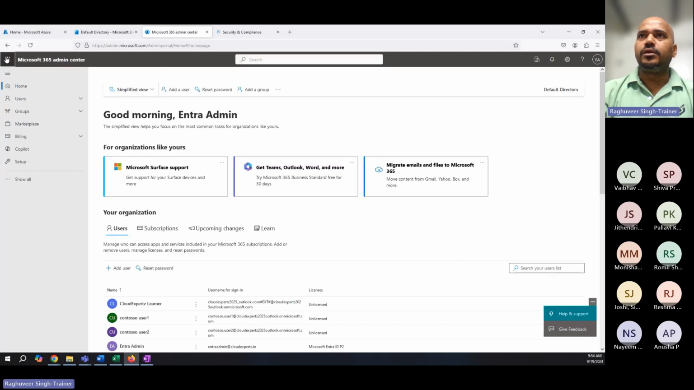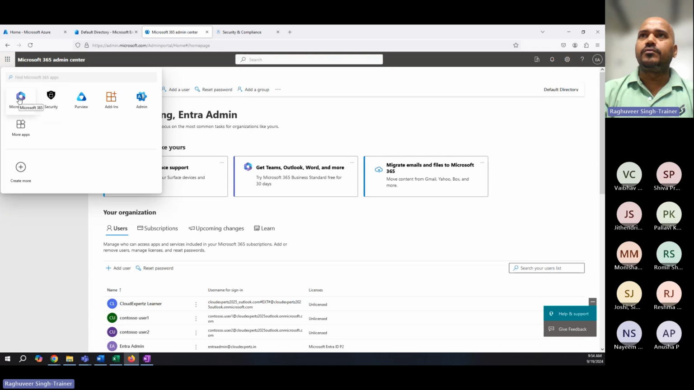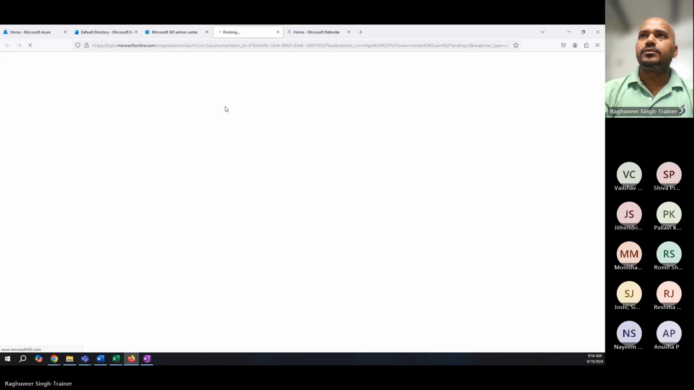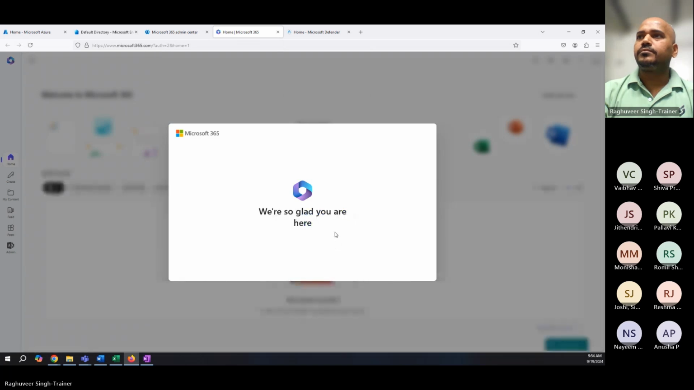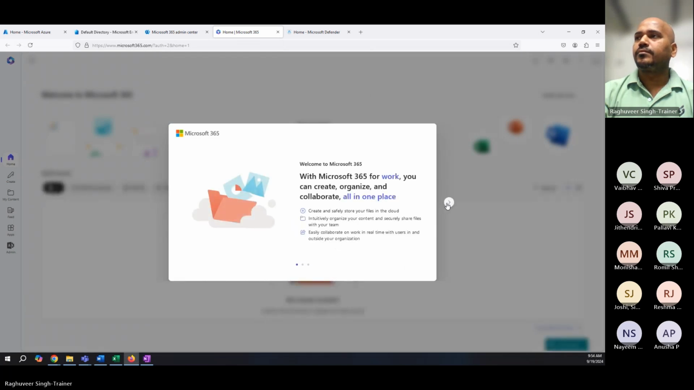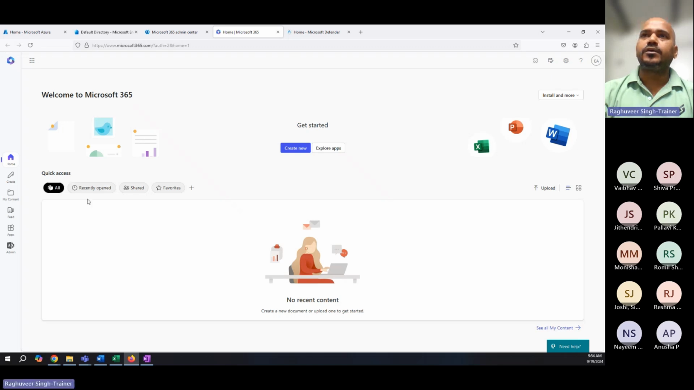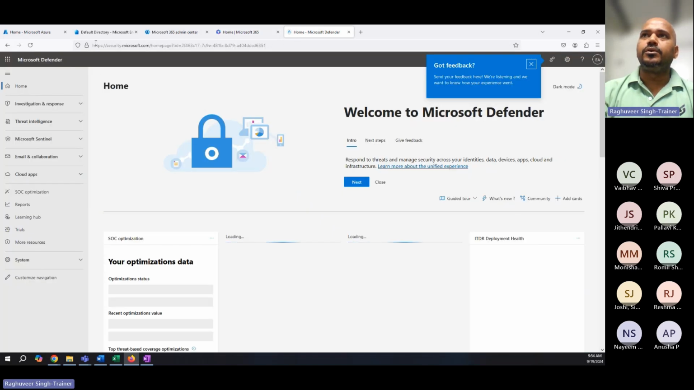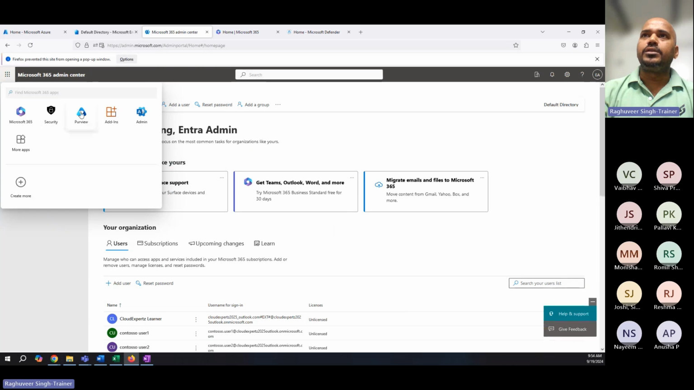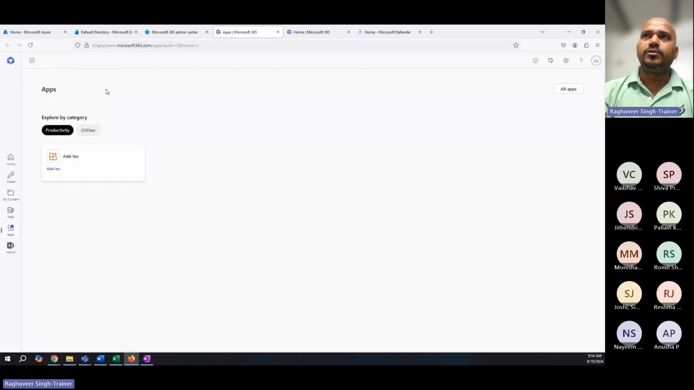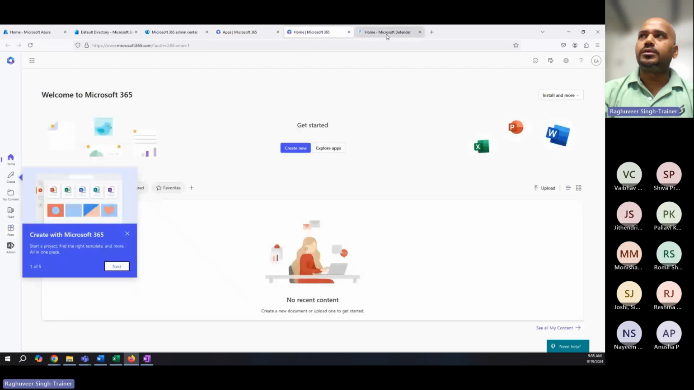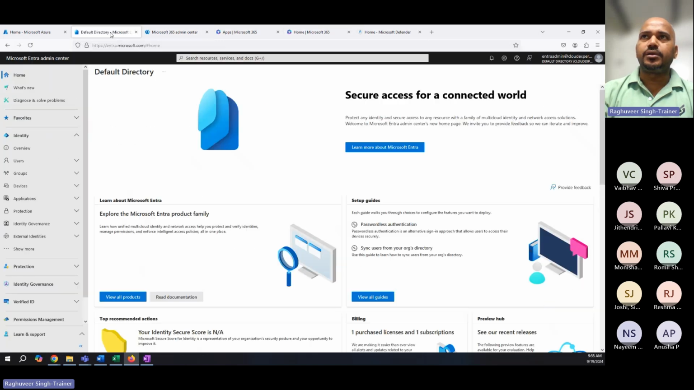All the portals will log in. In fact, even if I go to M365, m365.com, it doesn't ask me anything. So this is the M365 portal. This is the security portal. If I navigate to any other portal, let's say the Purview admin portal, I'm already signed in. Then I see multiple additional apps which are available for me. So all that information is available. It doesn't ask me for any additional sign-in.